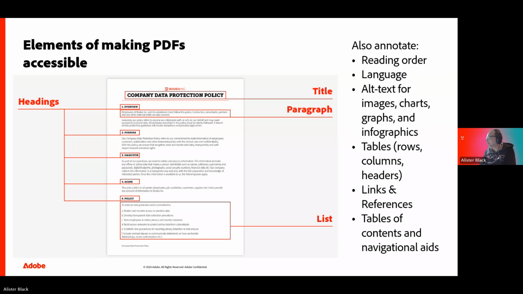PDF as well. The language that the PDF is in. If you've got a screen reader that needs to read out a PDF, then it needs to know the language that it's in. And I'll show you how to set these different elements as well. If you've got images, charts, graphs, infographics in your document, then they need to have alternative text, which describes what those images are. You've got to think about your tables, your links and references, your tables of contents, your navigational aids as well. So these are all different elements that can impact on the accessibility of your PDF.